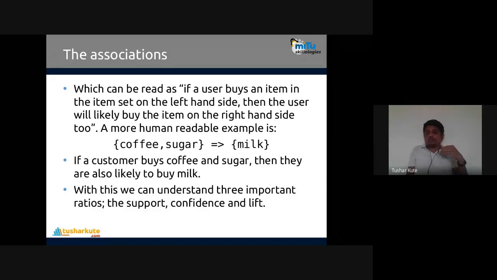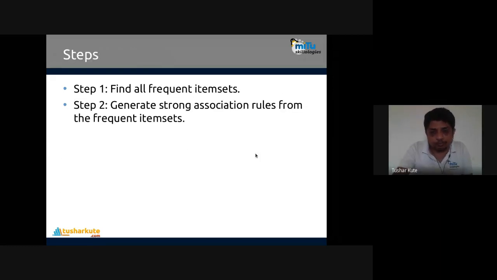With this we can understand three important ratios. We'll see that in the upcoming sessions. Coffee, sugar: this is called the antecedent. The set of "if this" is called the antecedent, and "then that" is called the consequent. So antecedent and consequent are connected together by a rule which is called an association rule. This is what is shown over here: if coffee and sugar, then milk also.